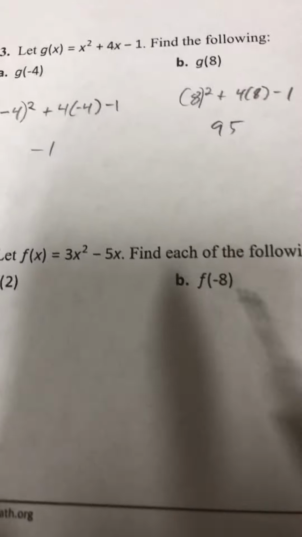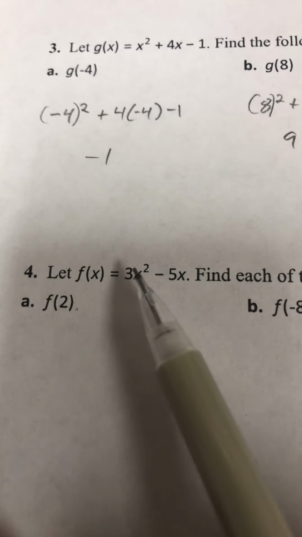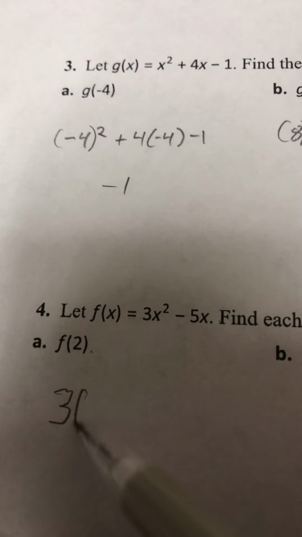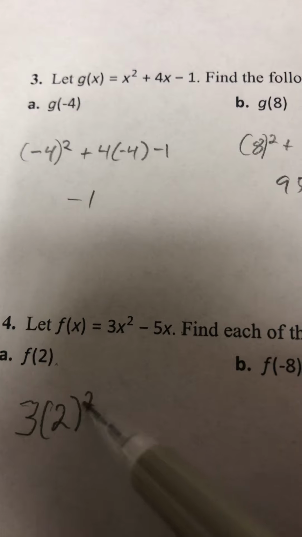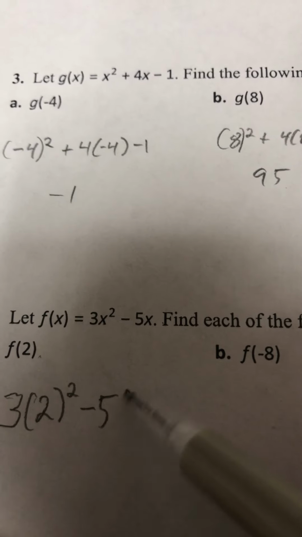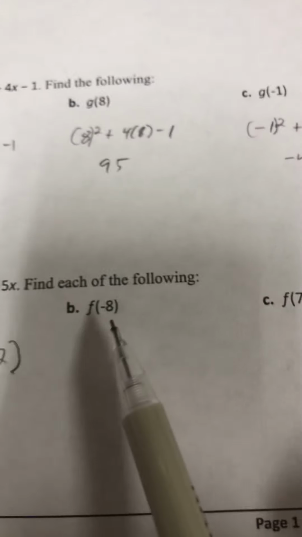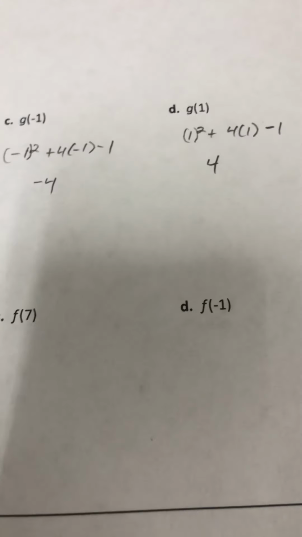Go ahead and try 4 on your own. Once again, you're going to be putting the 2 in for the x's. So this one is going to be 3 times 2 squared minus 5 times 2. And put that in your calculator, see what you get. Do the same thing for -8, 7, and -1.